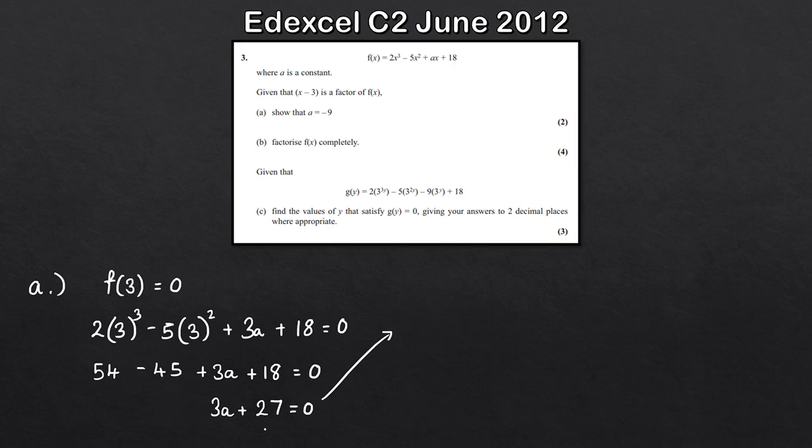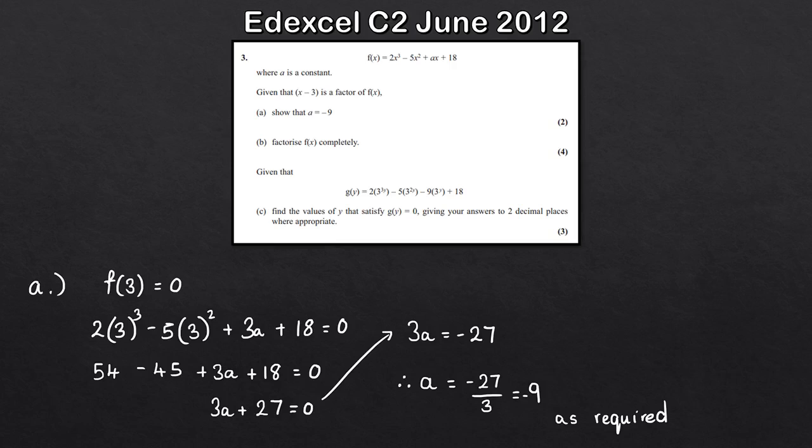So by subtracting 27 off both sides of this equation here, we get 3a is equal to minus 27. And therefore, if we divide by the coefficient of a here, this 3, and we need to divide this side as well by the 3, we get minus 27 over 3, which is equal to minus 9. Okay, minus 9 there. So minus 27 divided by 3 gives us minus 9 as required. Okay, so that's all we needed to show there for part A. That gets us the first 2 marks.